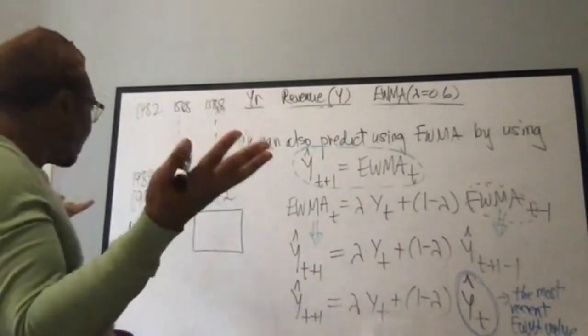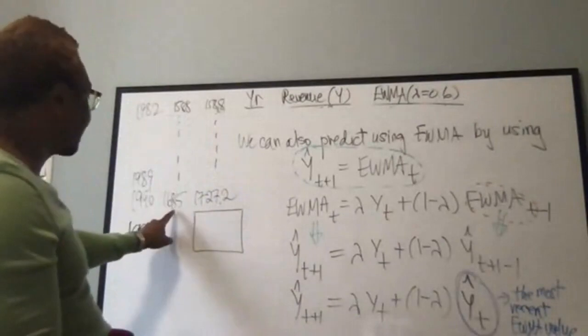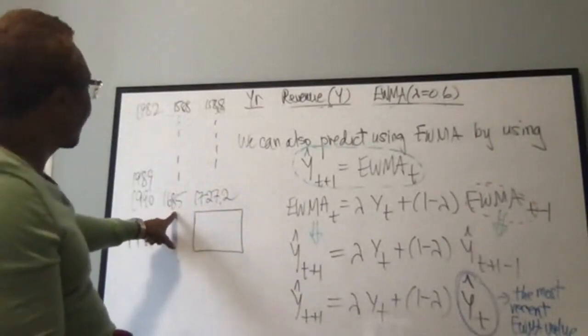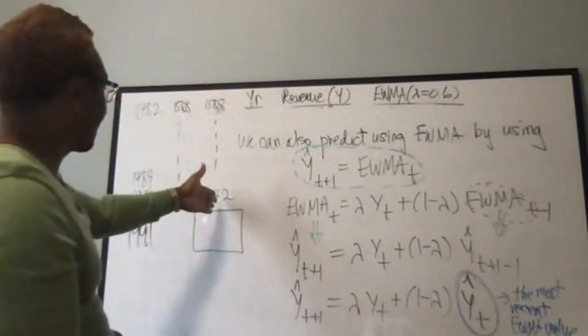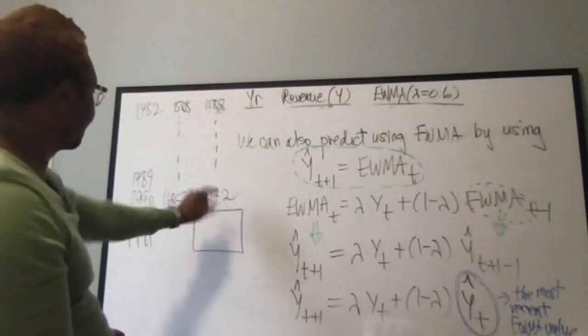You're saying, well, we can't do it. We don't have any more data. This is our revenue column right here. It stops at 1685. Okay, so this is the EWMA column right here. Remember, I put that value right here, 1727.2.